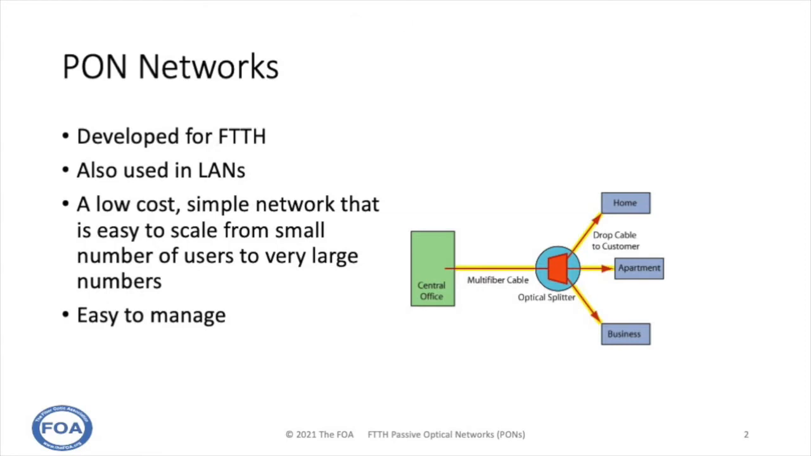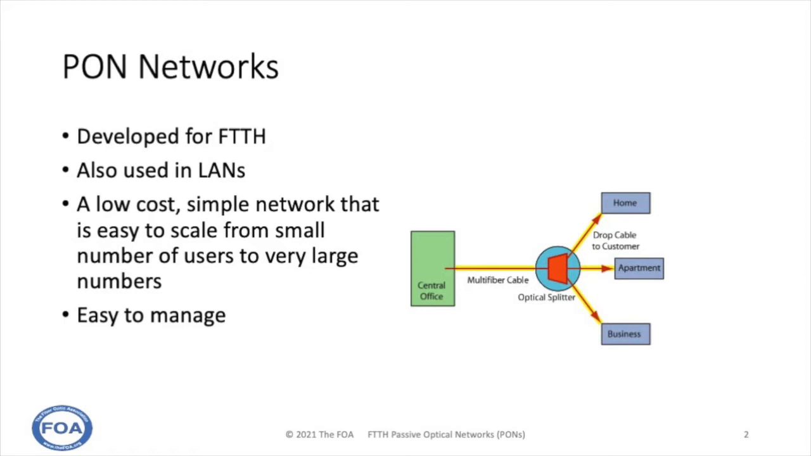A passive optical network is called that because it's passive. There's basically no active components between the head end or central office and the subscriber. Instead of using electronic switches, it uses an optical splitter that can split a single signal and broadcast it out to a large number of users.